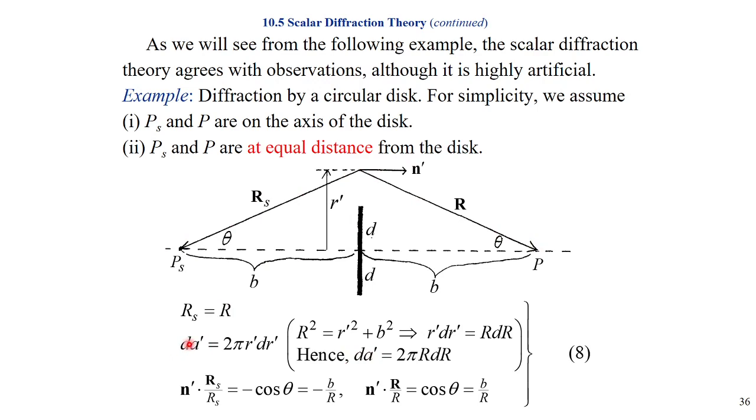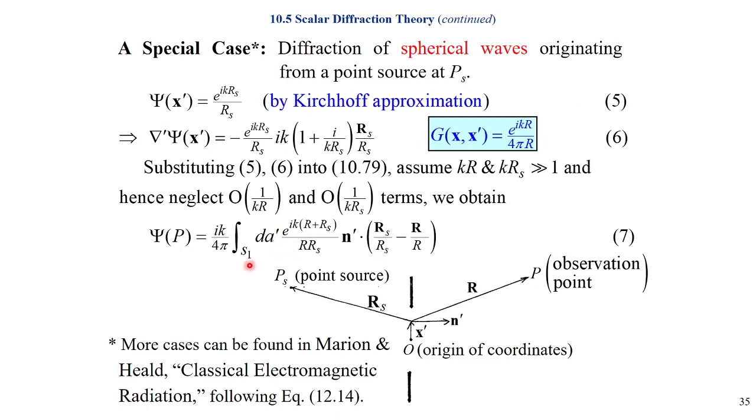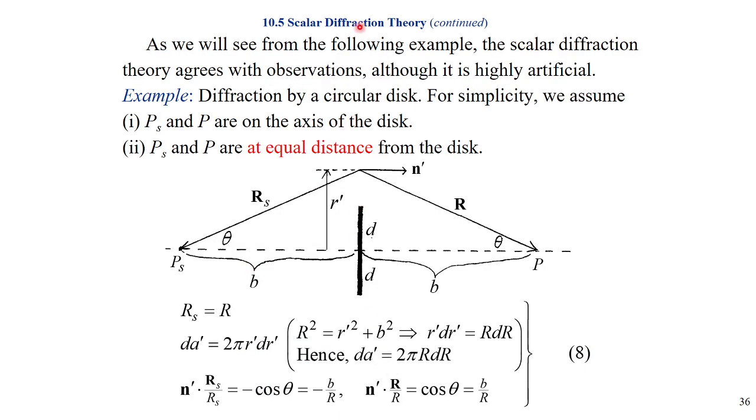Why do we need to use the A prime? Because we need a surface integral on the S1 plane. This time, S1 plane is here, and dA' equals 2 pi r' dr', okay? And R squared equals r' squared plus b squared, so R dR equals r' dr', because b is a constant. Hence, dA' equals 2 pi R dR. From these relations, we know this one can be substituted into here, 2 pi R dR. Okay?